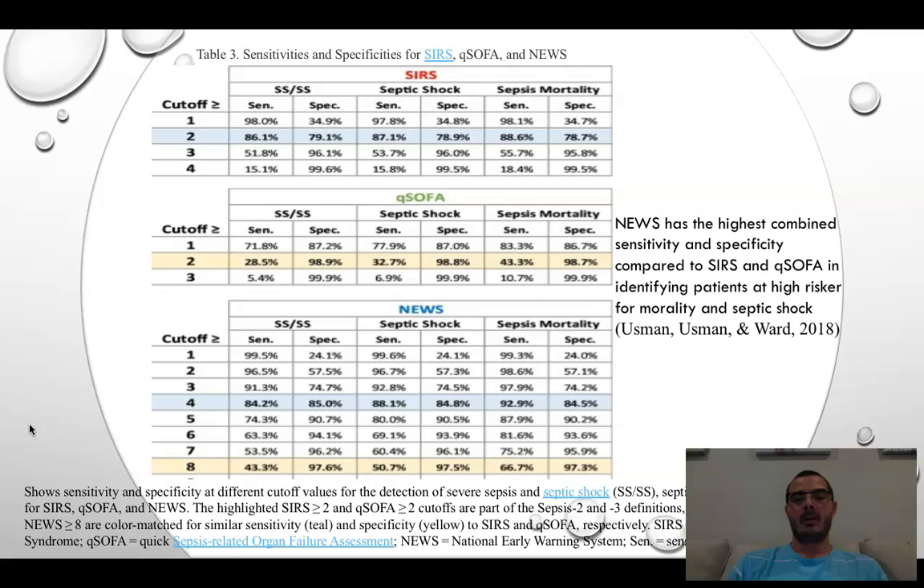And as you can see down here with NEWS, this is what we're targeting when it comes to the ED: we need something rapid that gives us a reliable tool to identify septic patients that are at risk for death. Between the score of 4 and 8, you can see that it has a high sensitivity and high specificity, in particular to recognize septic patients and sepsis mortality.